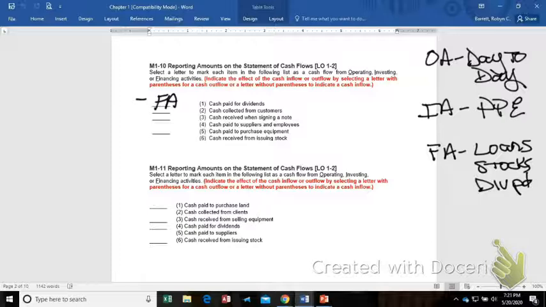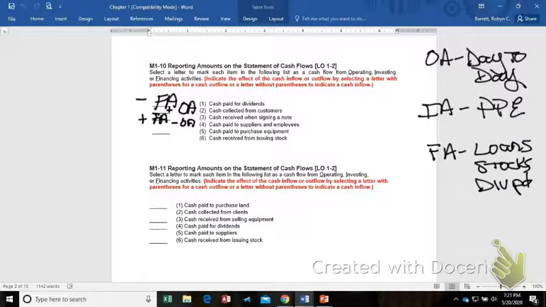All right, cash collected from customers. What do we think about that? OA. OA, yep. And that would be a plus because we're getting money. Cash received when signing a note. Finance. Finance, yep. And again, that would be FA. Cash paid to suppliers and employees. OA. OA, yep. We're spending money there.